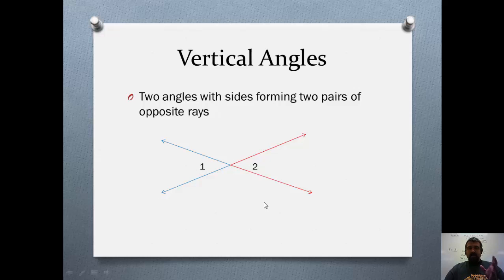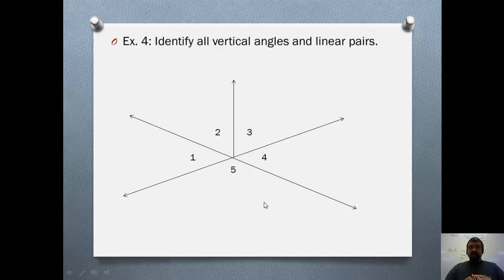So at some point, you're going to be asked an example like this. Identify all vertical angles and linear pairs. Let's start with vertical angles just because that was the first one. What I'm looking to do is look for angles that have the same size and look like they form two sets of opposite rays.